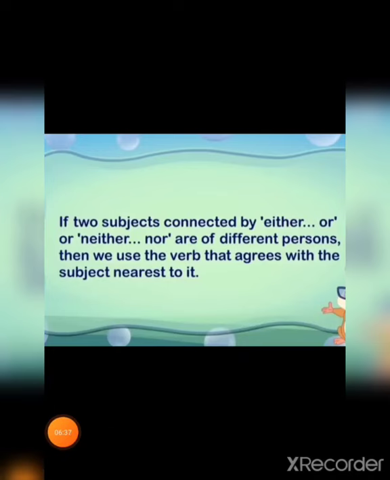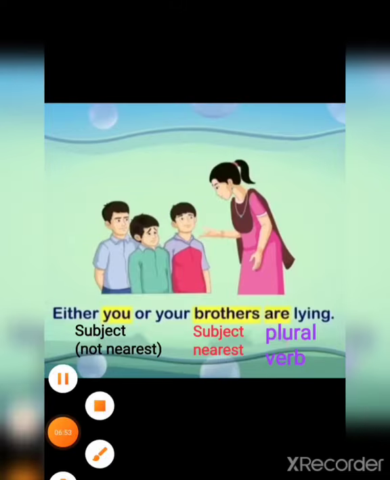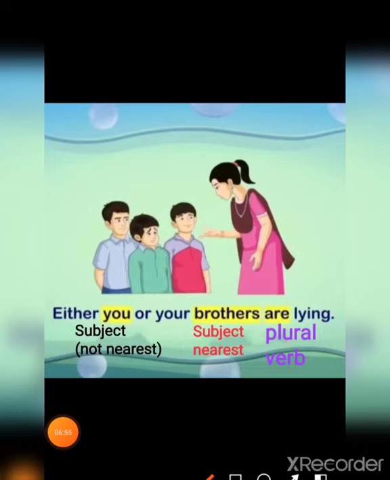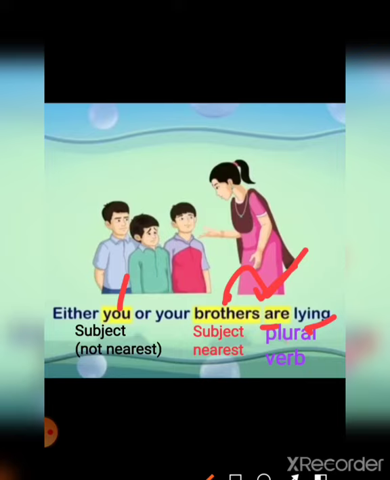So now let us move to the next point. If two subjects connected by either-or, neither-nor are different persons, then we have to use the verb that agrees with the subject nearest to it. For example, either you or your brothers are lying. Here you will see that there are two subjects: you and after that brothers. And which subject is nearest to the verb? Obviously brothers is the subject nearest to the verb lie. So which verb will follow?